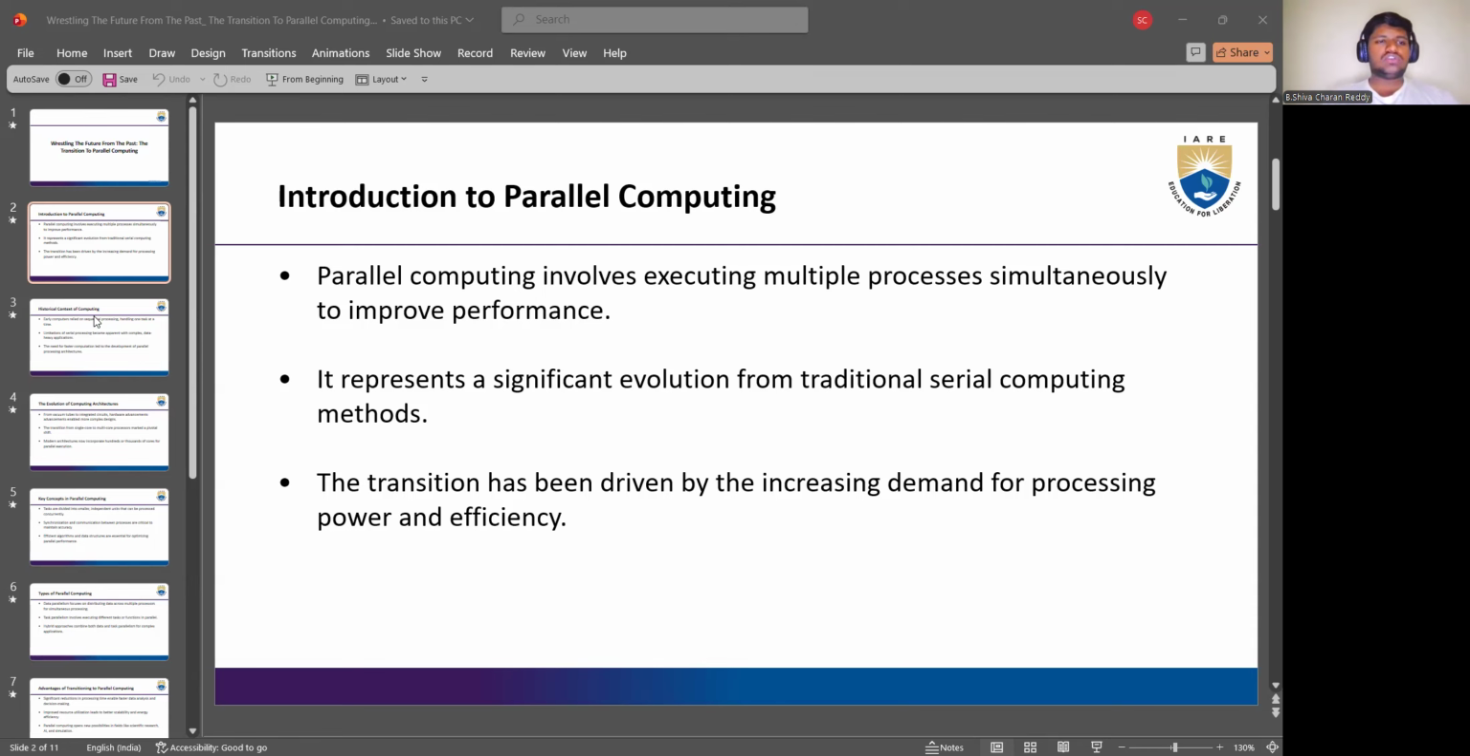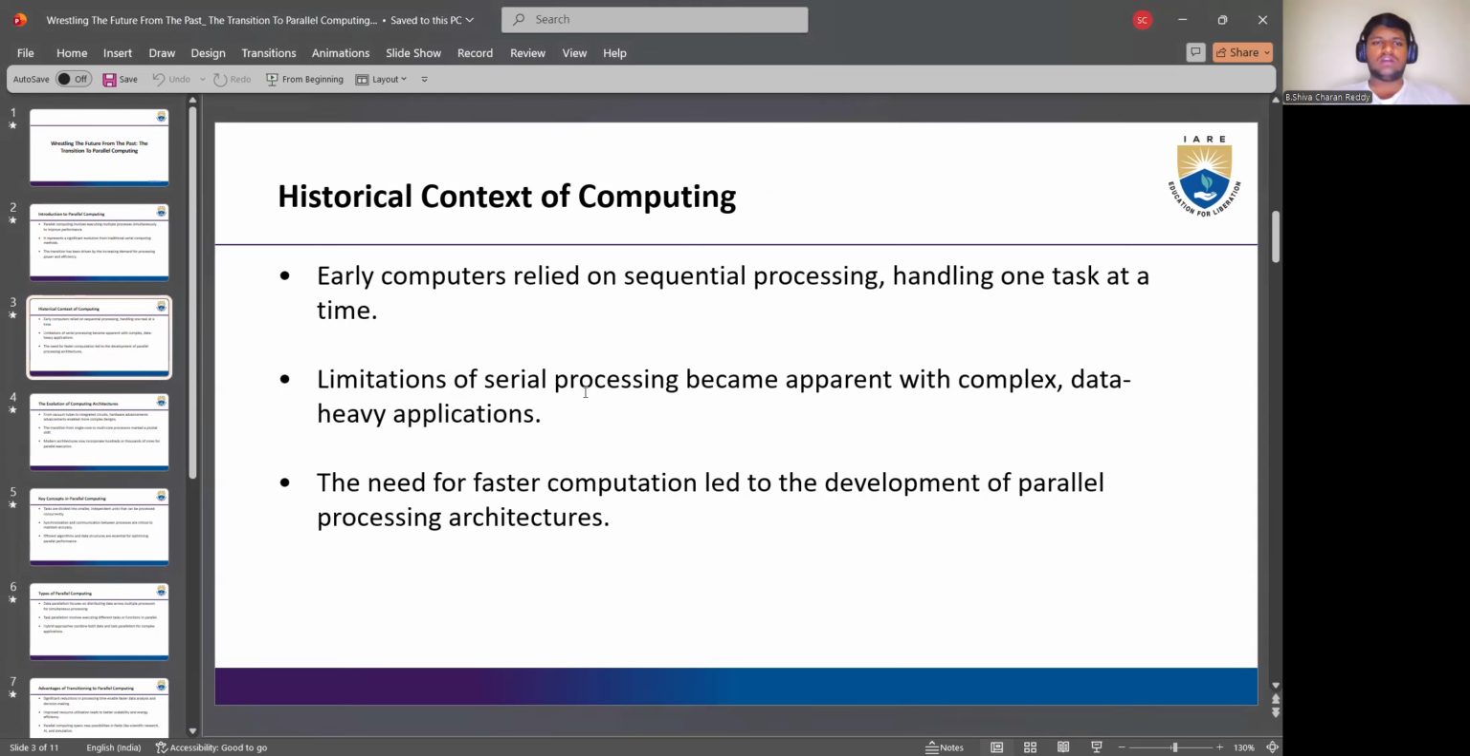Well, coming to the historical context of computing, early computers used to rely on sequential processing, which is to handle one task at a time. Limitations of serial processing became apparent with complex, data-heavy applications. The need for faster computation led to the development of parallel processing architectures.